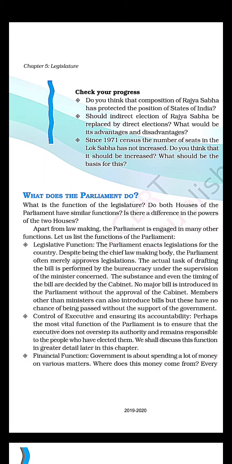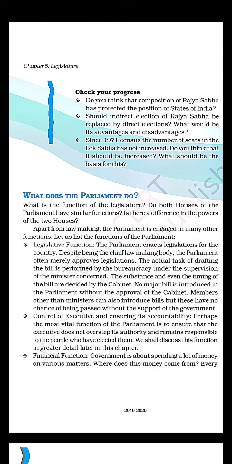Then if agriculture, then the agriculture minister. Okay, the substance and even the timing of the bill are decided by the cabinet. No major bill is introduced in the parliament without the approval of the cabinet. Members other than the minister can also introduce the bill, but these have no chance of being passed without the support of the government. Okay.